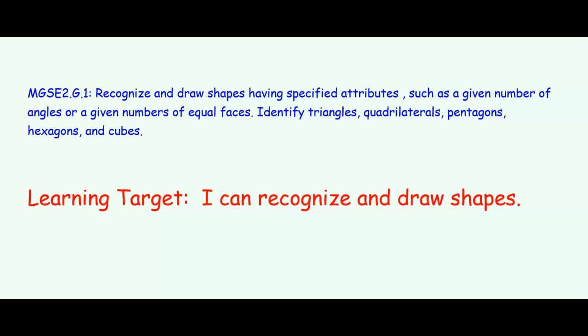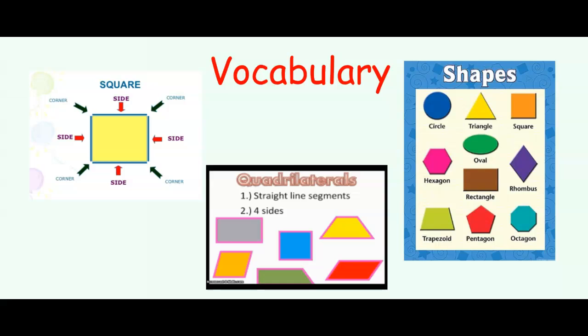I can recognize and draw shapes. Very good. Remember, boys and girls, shapes have sides, and most of them have angles or corners where those sides meet, like a square. A shape with 4 sides and 4 angles is called a quadrilateral. Remember, quad means 4. We've learned some shapes this week.